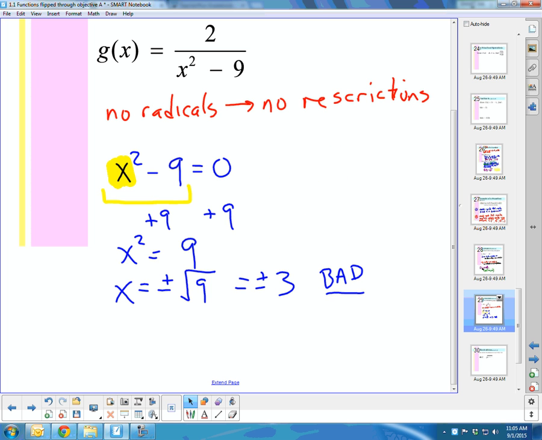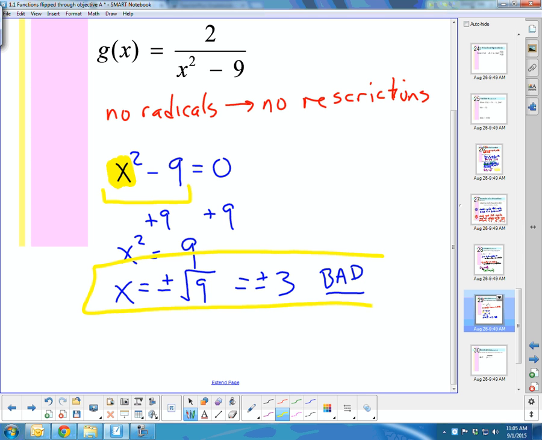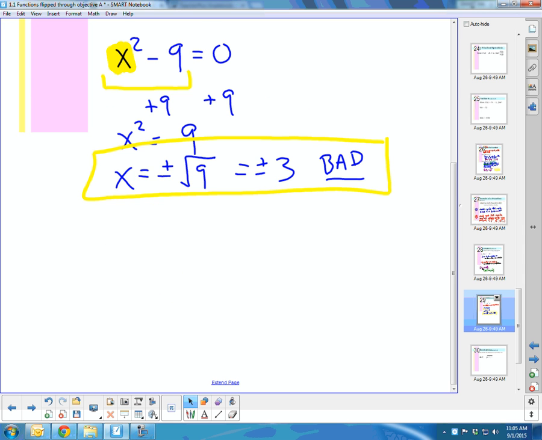So x equaling positive 3, x equaling negative 3 would be a bad thing. All of the other numbers in existence would be fine. So how do I write down the domain is everything except plus and minus 3? Once again, a couple of different ways to do this. One way to do it would be just simply to write the domain: x cannot be plus or minus 3. That's one way.